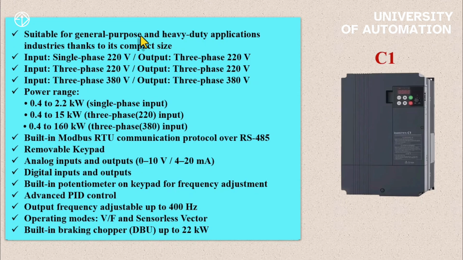for both general applications and heavy-duty operations. As we mentioned, it has single-phase 220 input, three-phase 220, and also three-phase 380 volts. Its power ranges from 0.4 kilowatts up to 2.2 in single phase, from 0.4 to 15 kilowatts in three-phase 220 volts, and from 0.4 up to 160 kilowatts in three-phase 380 volts. The C1 inverter also natively supports the Modbus RTU protocol over RS485 network, so there's no need to use an option card for that.